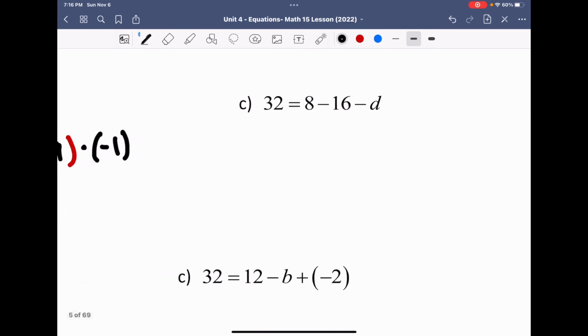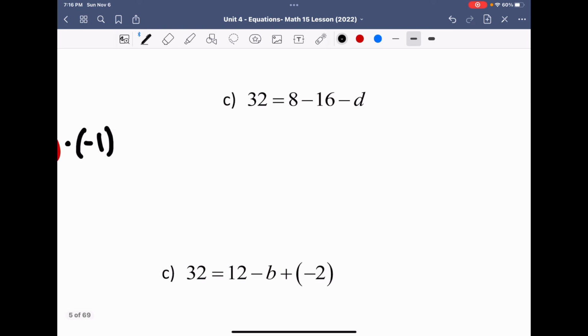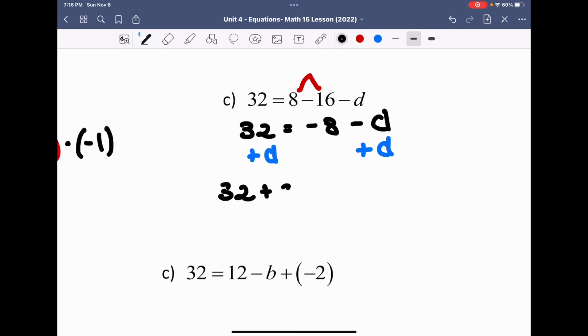All right, I go to C here. I realize I have two constant terms that can be collected together. I'm going to make sure I combine these. 32 is equal to 8 minus 16, which is negative 8 minus D. I'm going to add the D across to make it positive right away. So this becomes 32 plus D is equal to negative 8.